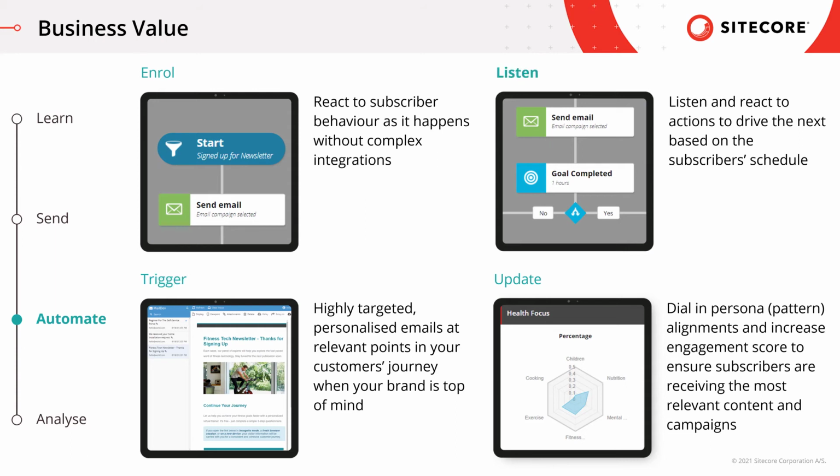We can listen and react to the actions your communication is trying to drive to ensure we're moving the subscriber from one goal to the next on their schedule. And we can take behavioral pattern alignment and engagement value updates to the next level, not just by exposing them to the actions and activities of other channels, but also being able to layer in decisioning before making the associations and increasing scores.